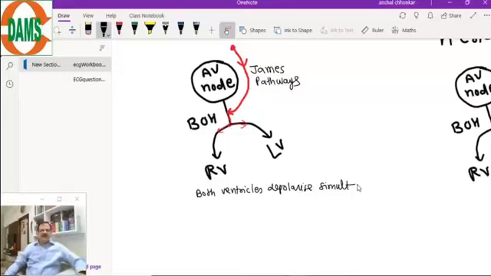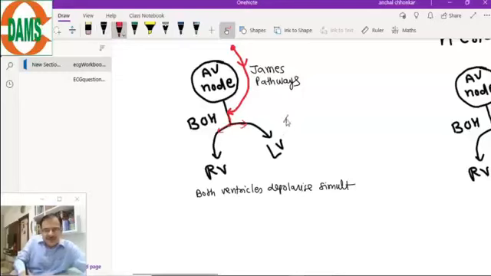Both the ventricles will depolarize simultaneously. Yes, very nice. It is Lown-Ganong-Levine syndrome. The diagnosis of this syndrome is a James pathway attaching to the bundle of His, bypassing the AV node; the atrial impulse bypasses it.